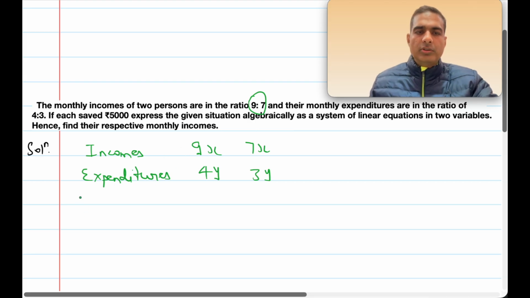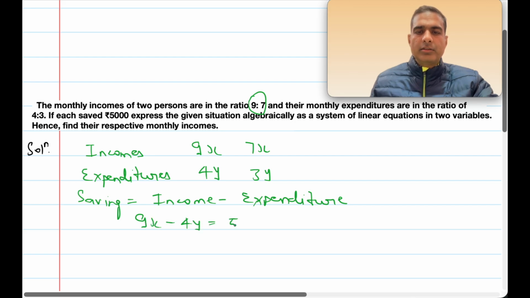So what is saving? Saving is income minus expenditure. So we have got the incomes and expenditures of both the persons, so we can make the equations because saving of both the persons is 5,000. For the first person, 9x minus 4y should be equal to 5,000. And for the second person, income is 7x and expenditure is 3y, which should also be equal to 5,000.